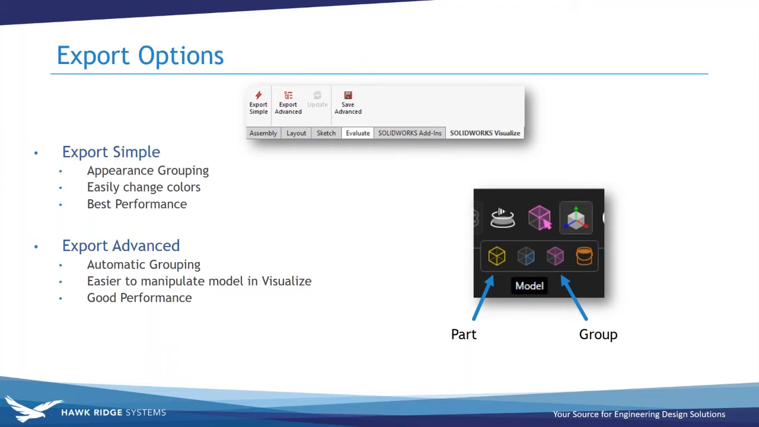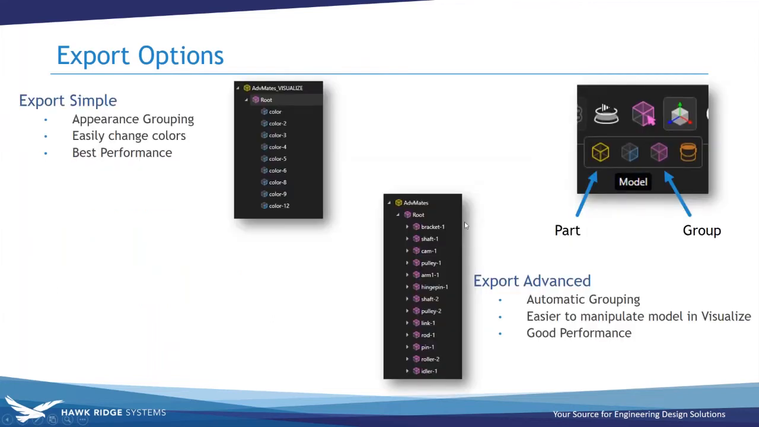You can manipulate things around easier, individual bodies, and it still has good performance. So we'll get into this in a practical example. Here's what the difference will look like physically, what you see in the tree in Visualize when you import with Simple, in the top left there, where you have the root folder and you just have everything grouped by color underneath it. And then with the advanced option, you have all those components individually selectable and resolved.